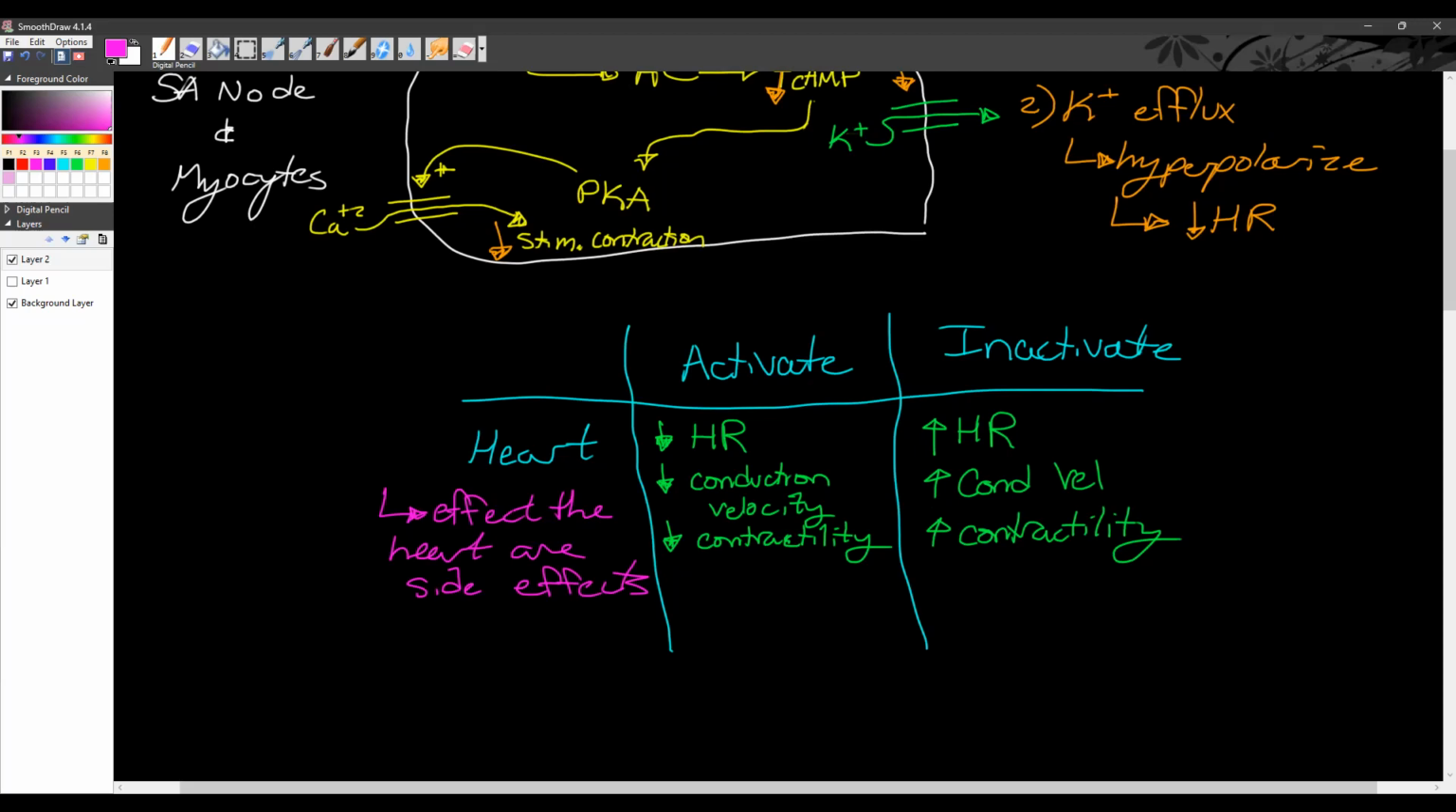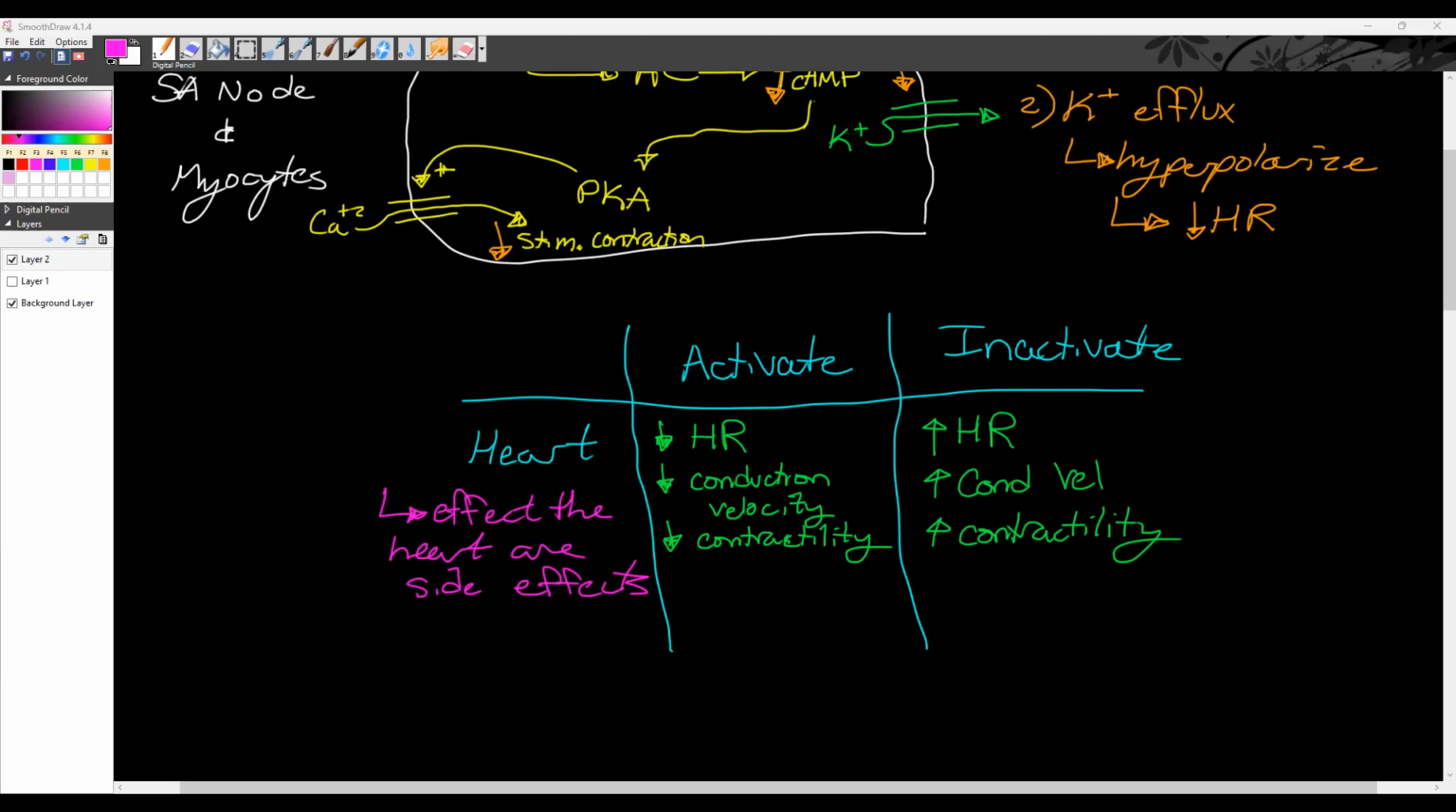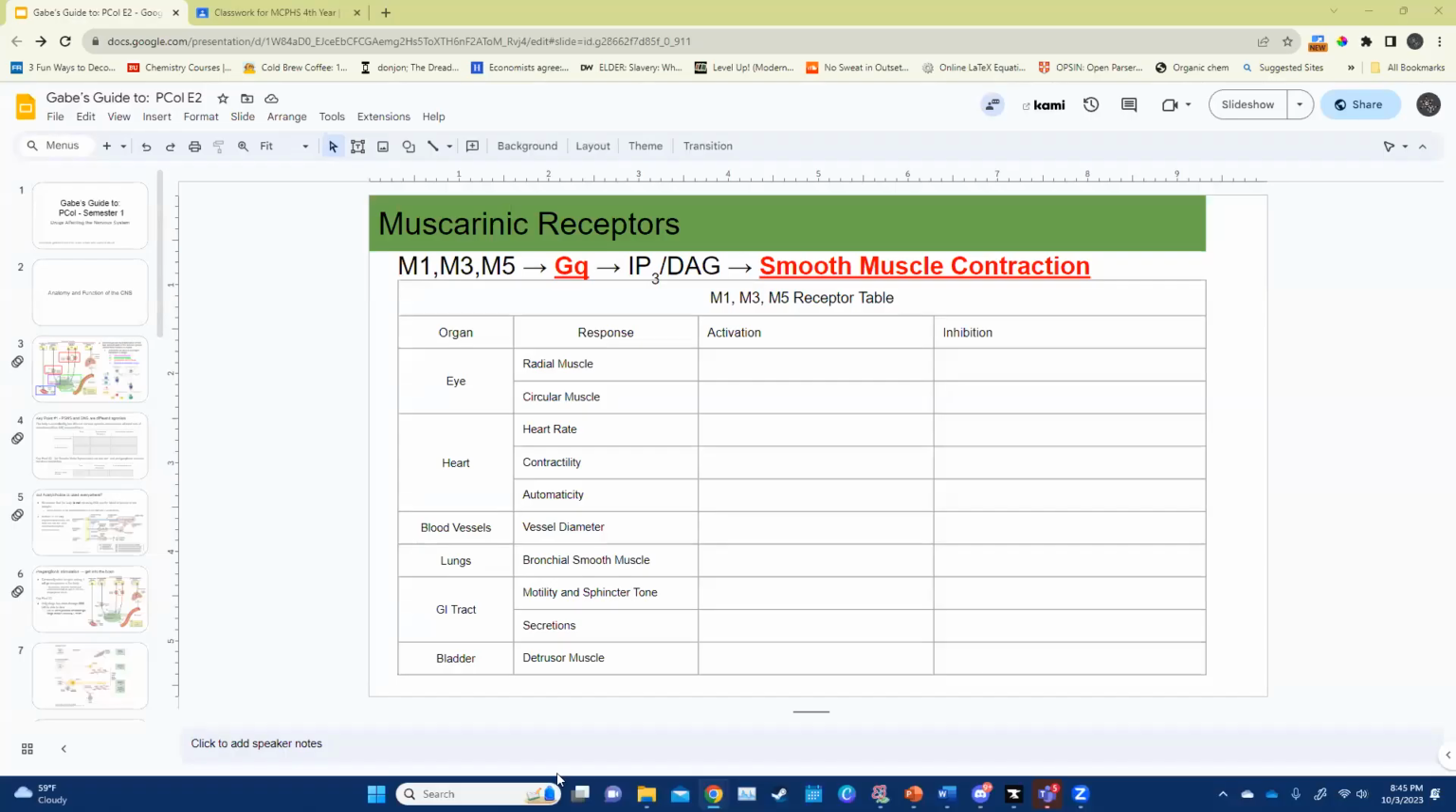All right. What I want you guys to do is go back to this chart that I gave you and fill in the information so that way you can all have it in one. And just know that when we're talking about activation, we're talking about agonists, and when we're talking about inactivation, we're talking about antagonists.